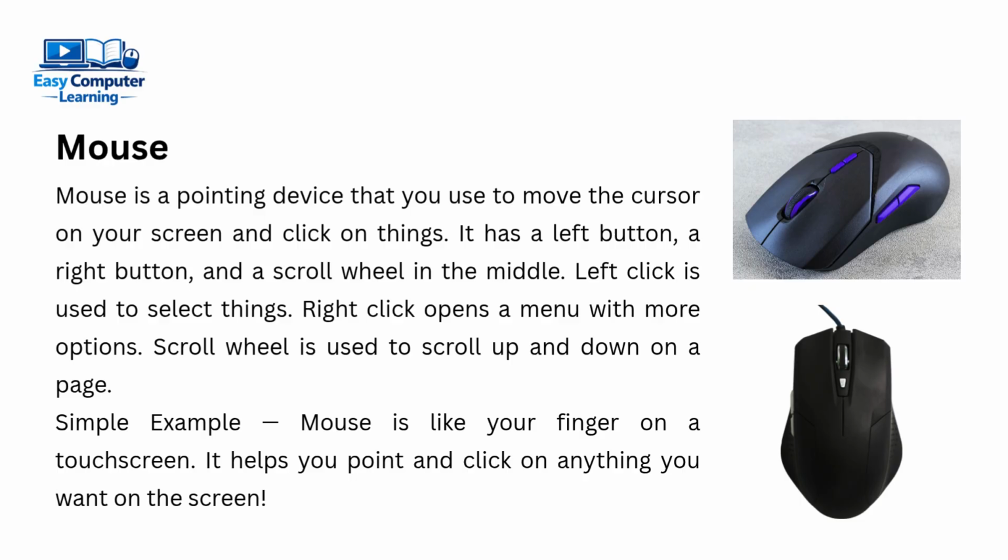Mouse is a pointing device that you use to move the cursor on your screen and click on things. It has a left button, a right button, and a scroll wheel in the middle. Left click is used to select things. Right click opens a menu with more options. Scroll wheel is used to scroll up and down on a page. Simple example. Mouse is like your finger on a touch screen. It helps you point and click on anything you want on the screen.